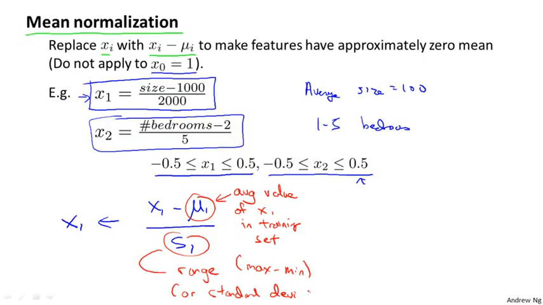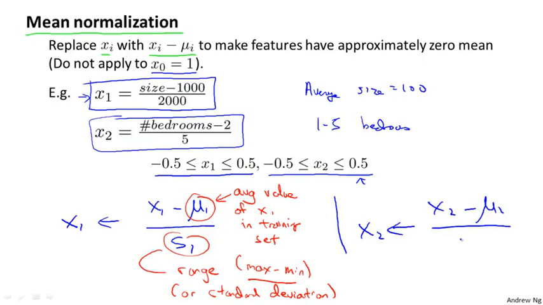And similarly for the second feature x2, you replace x2 by subtracting the mean of the feature and dividing by the range of values, meaning the max minus min. And this sort of formula will get your features, maybe not exactly, but roughly into these sorts of ranges. And by the way, for those of you that are being super careful, technically, if we're taking the range as max minus min, this 5 here would actually become a 4. So if max is 5 and min is 1, then the range of bedroom values is actually equal to 4.